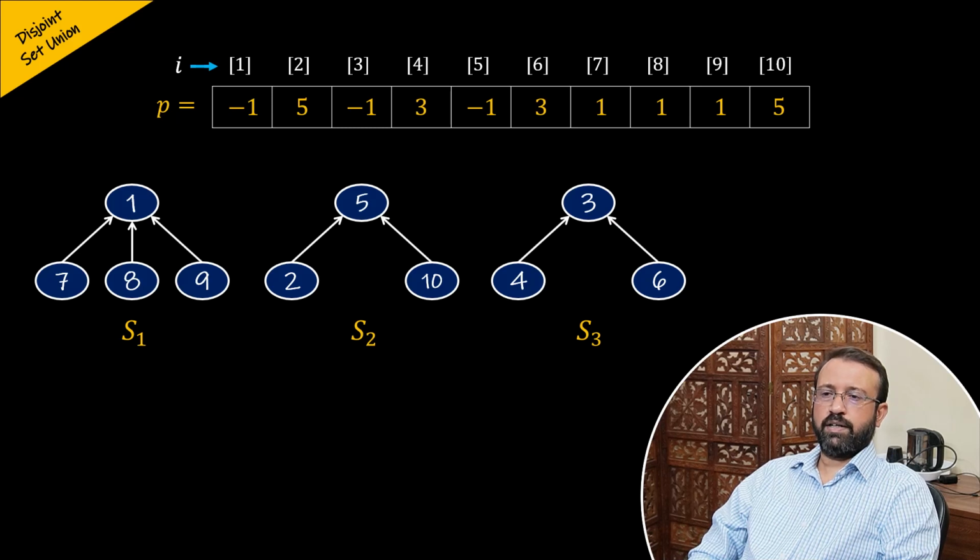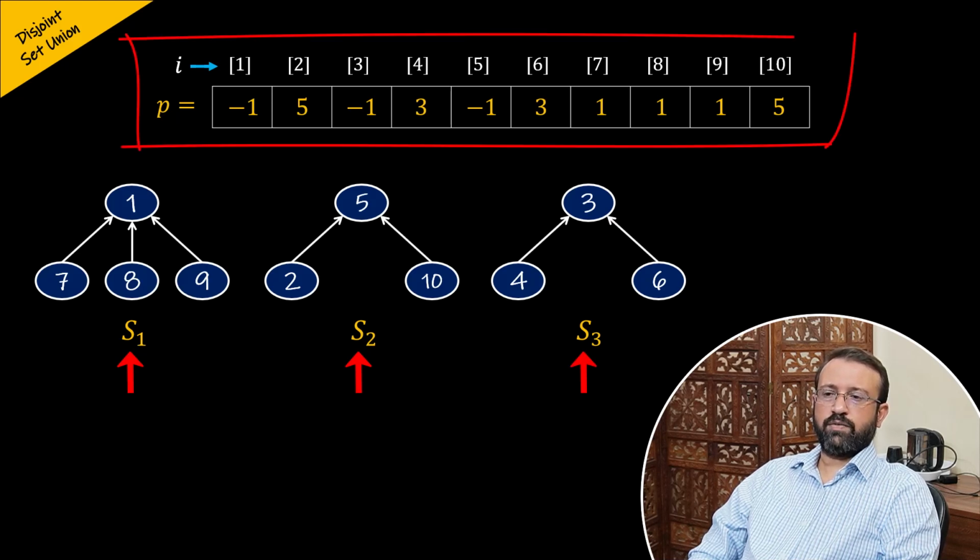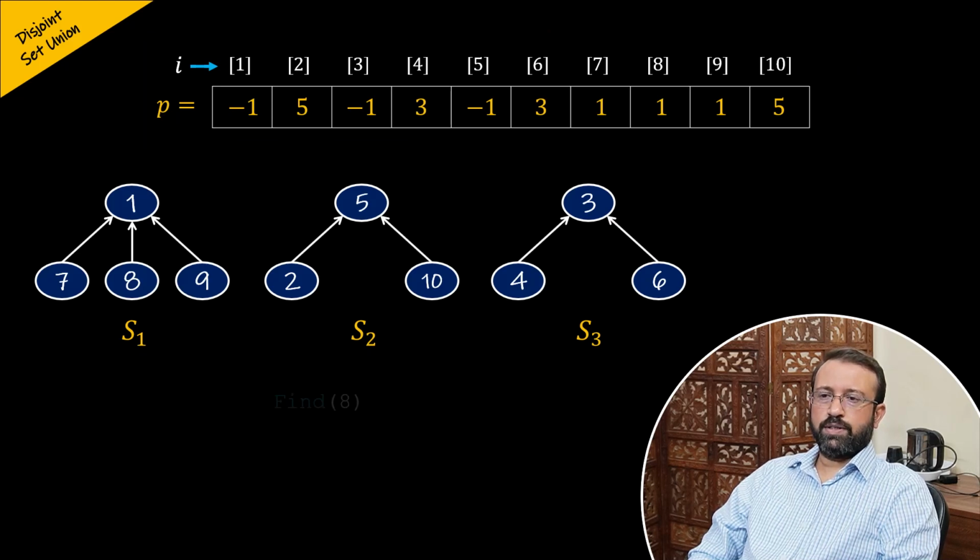For example, let us consider disjoint sets S1, S2, and S3 with their respective elements represented as trees and parents of the nodes stored in the array P. Now, the find operation to find element 8 is to look for node 8 and return the root of the tree. In this case, node 8 is a child of parent node 1, and node 1 is the root. So node 1 is returned, which is the root of the tree representing the disjoint set S1.